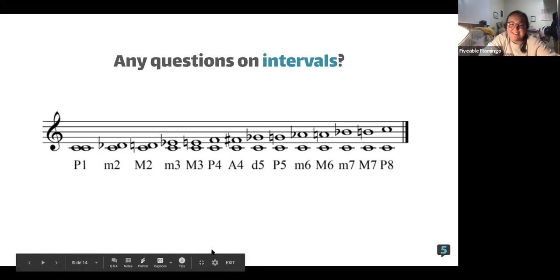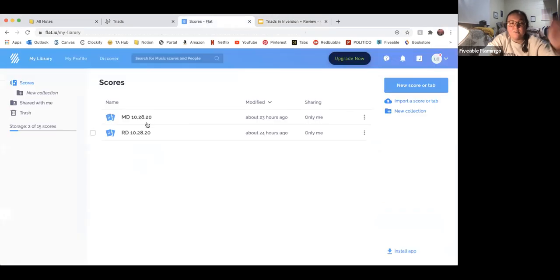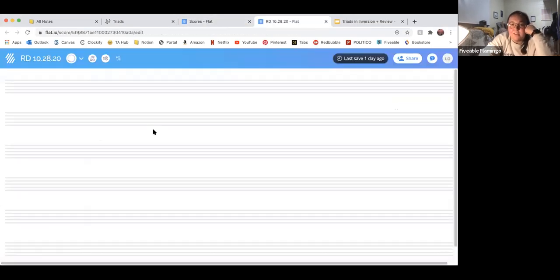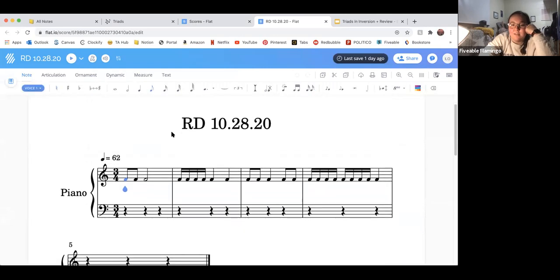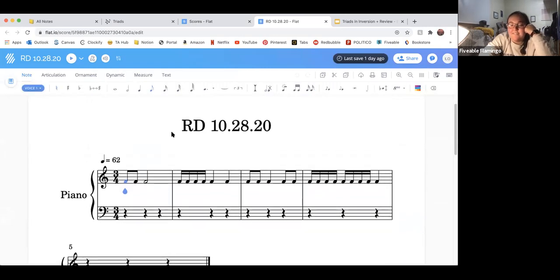Let me get out of this. How do I move that? There we go. So let me go to Flat IO, rhythmic dictation. This is what we're looking at.